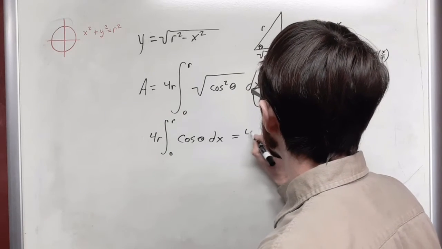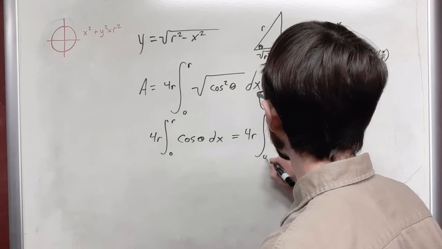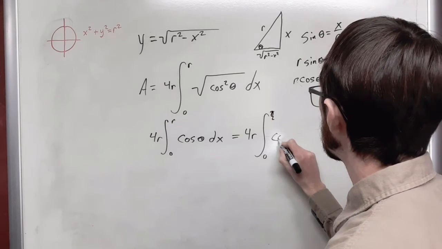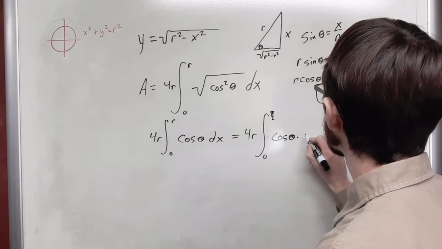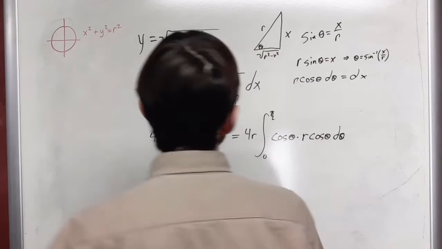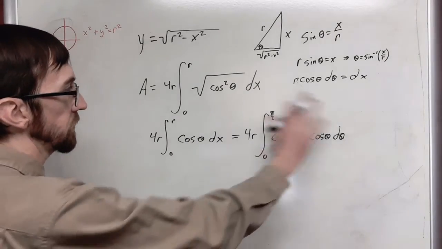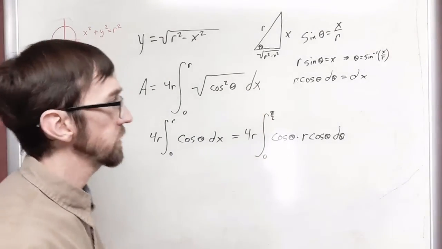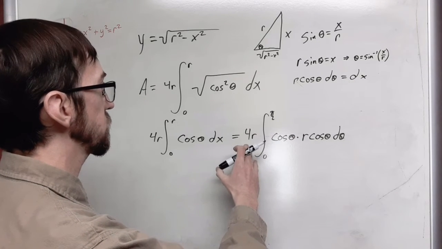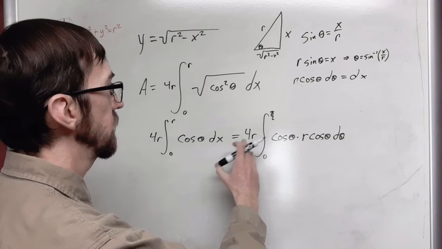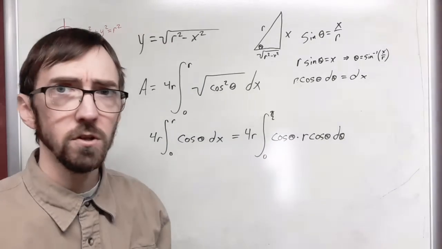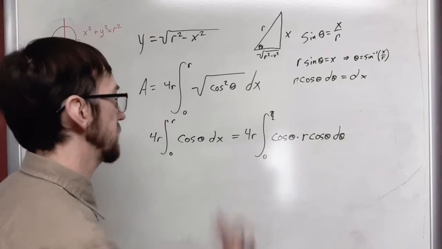So doing my substitutions in here, I'm going from 0 to pi halves, and this is going to be cosine theta times r cosine theta d theta. All right, so everything is now in terms where we can integrate according to theta. This r, again, can pass through the integrand and come out here because it is just a number that we are not integrating across. At this time, it's being multiplied in, so it can pass through the integrand.